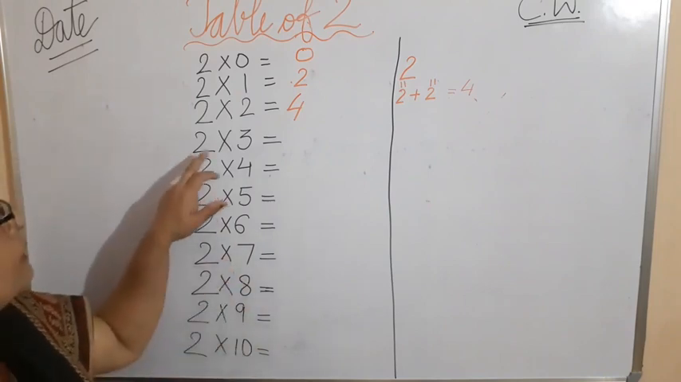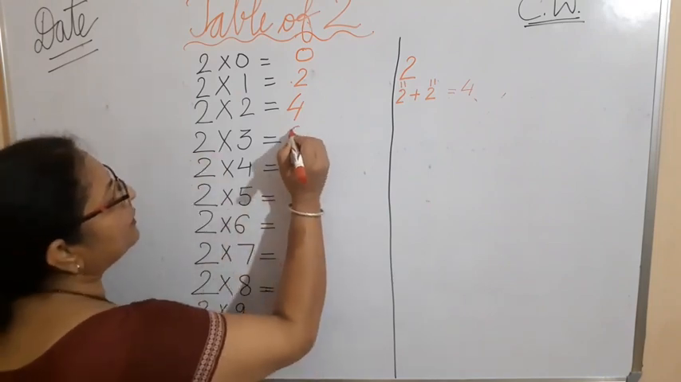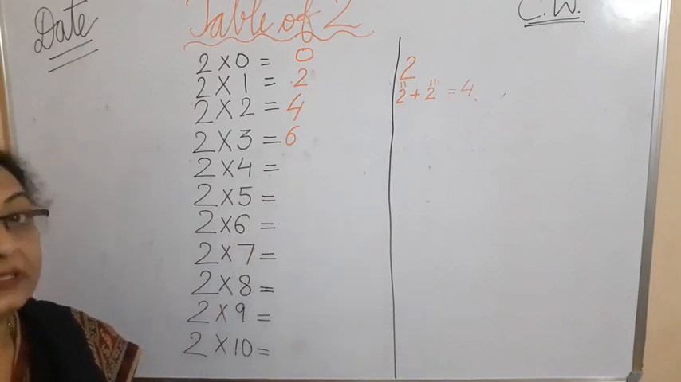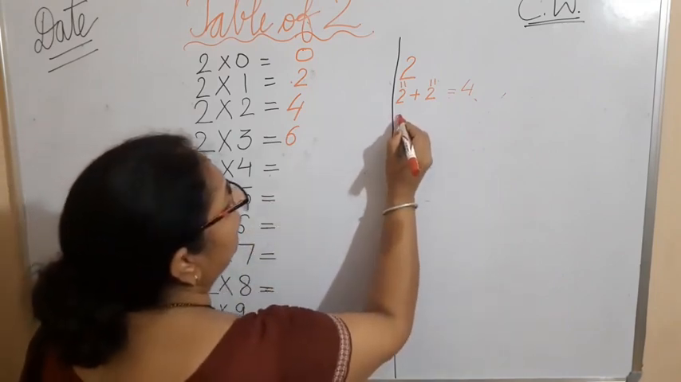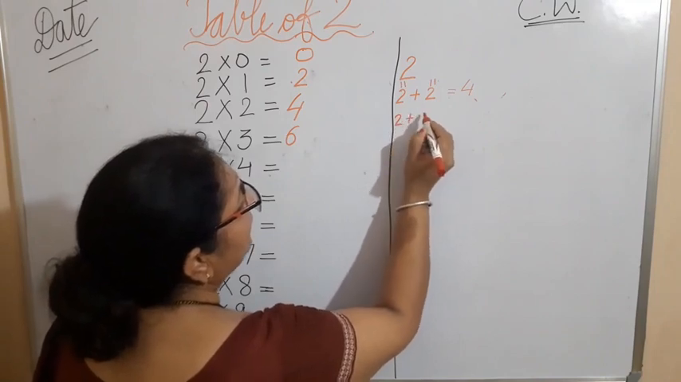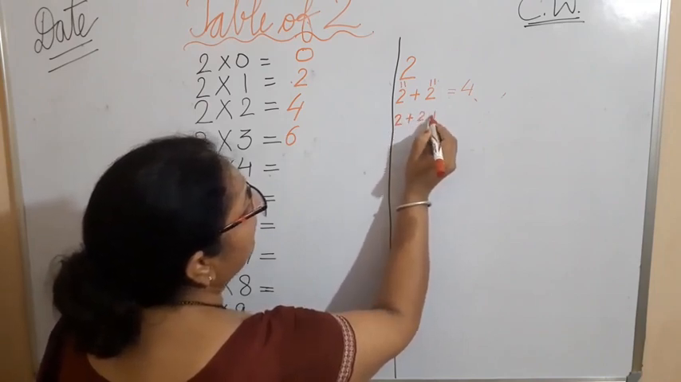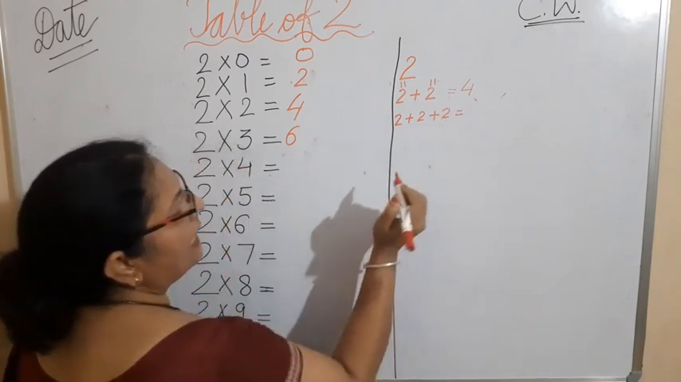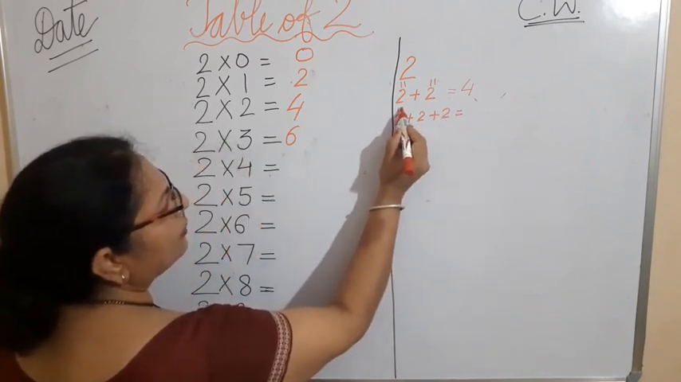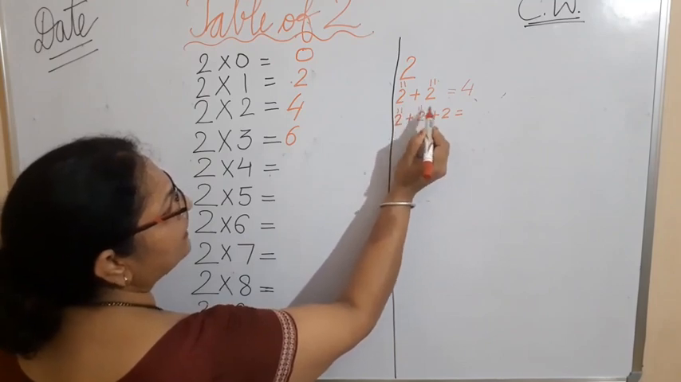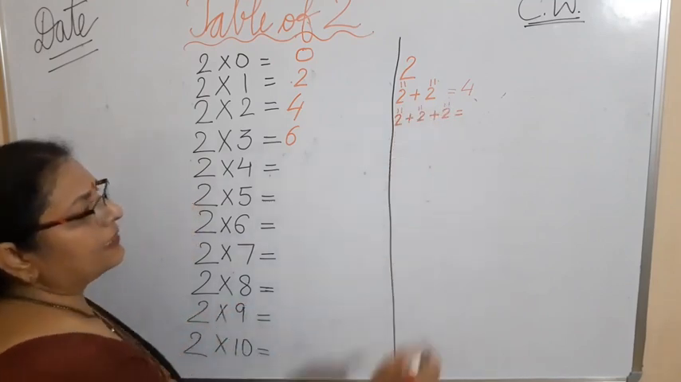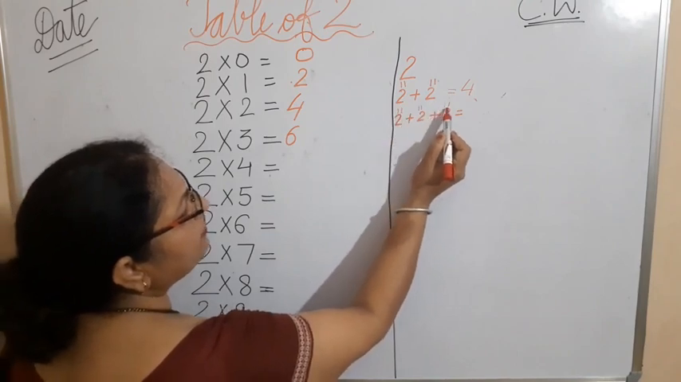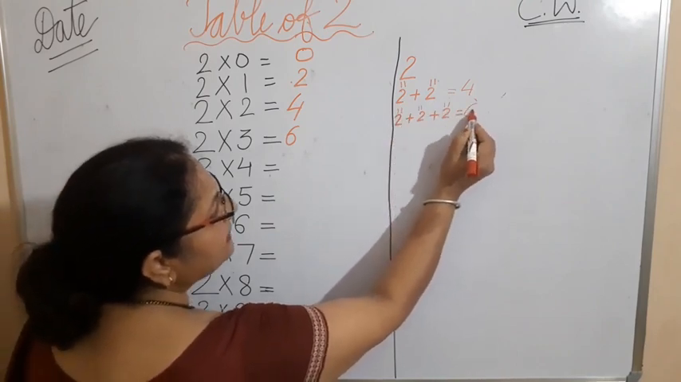How will you do it in repeated addition? Okay. 2 threes are 6. It means you have to add 2 three times. 1 time, 2 times and 3 times. Okay, students? And you have to put the lines here for counting: 1, 2, 1, 2, 1, 2. And count all together: 1, 2, 3, 4, 5, 6. And your answer is 6.